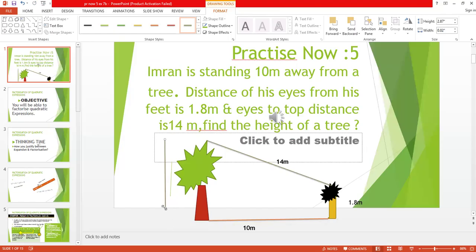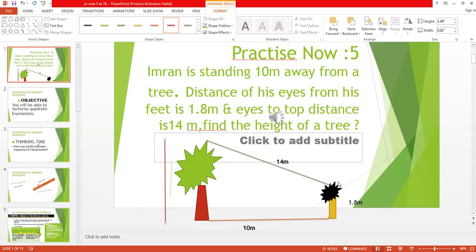Here, this portion we have to find. Look here. That is the top portion and that is the bottom portion. That gray line you have to find. I have to change the color. That pink line you have to find. That is the tree height. They give you the information: the distance between tree and him is 10 meter, the distance between his eyes and feet is 1.8, and his eyes and the top of the tree is 14 meter. How do we solve?